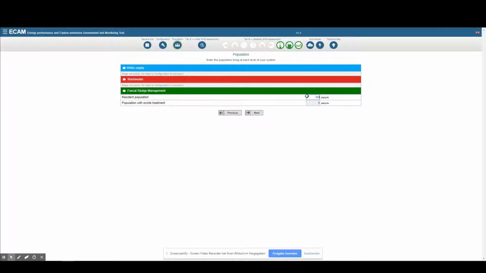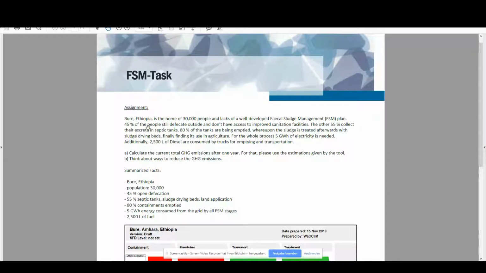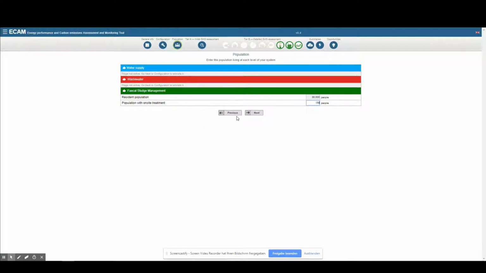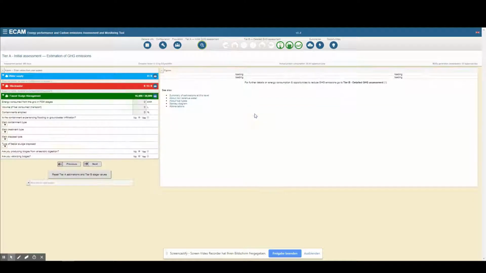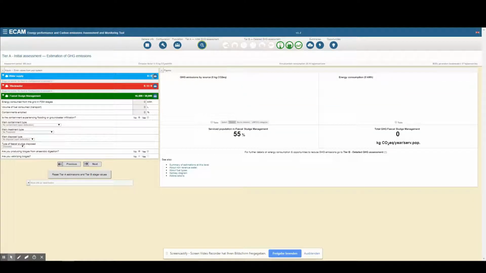Then we will type in the number of people living in the town. It's saying here that it's 30,000 people. Population with on-site treatment, let's have a look at the text. It says the other 55% collect their excreta in septic tanks. So 55% out of 30,000 are 16,500. Let's add this and continue.